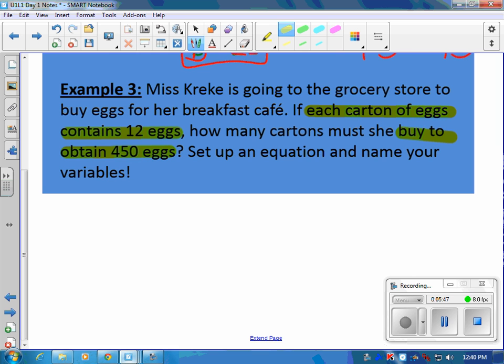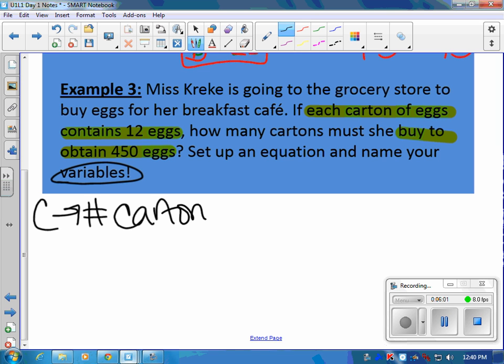Okay, what is my variable going to represent in this problem? So the variable represents the number of cartons. This is what I'm trying to find. The question is asking me how many cartons.